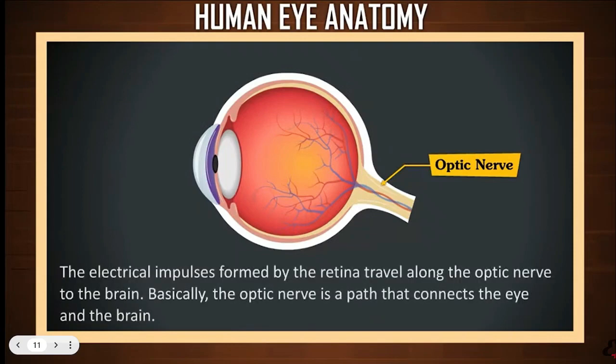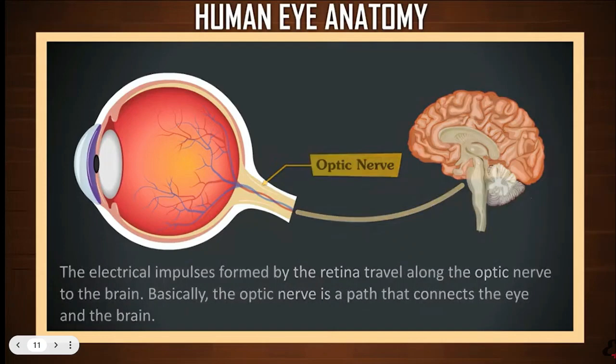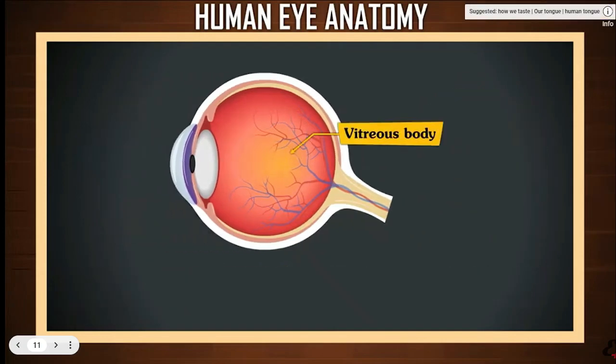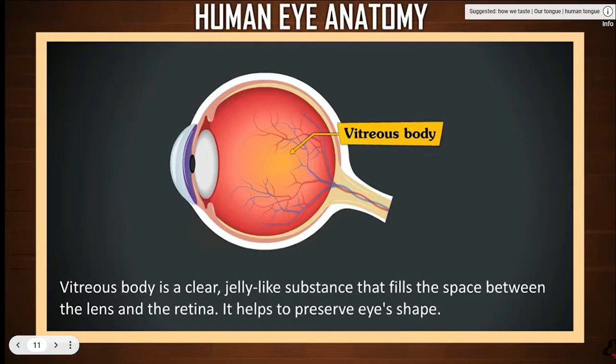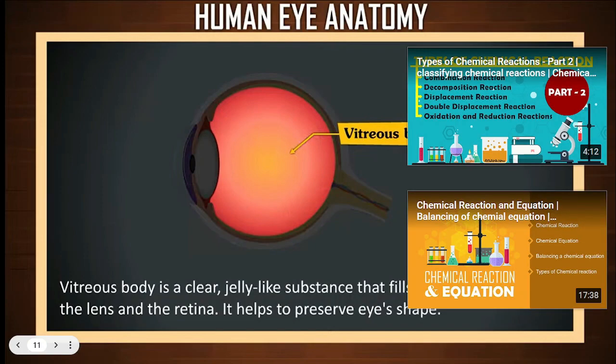Optic nerve. The electrical impulses formed by the retinal cells travel along the optic nerve to the brain. Basically, the optic nerve is a path that connects the eye and the brain. Vitreous body. The vitreous body is a clear jelly-like substance that fills the space between the lens and the retina. It helps to maintain the eye's shape.